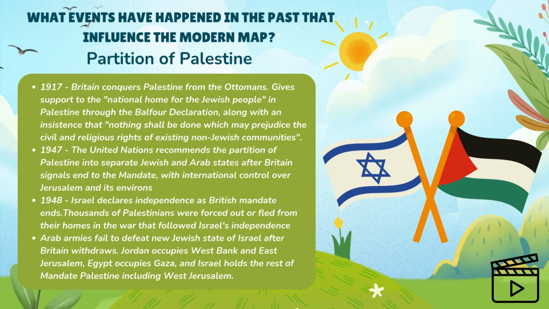And along with this, they insisted that nothing shall be done which may prejudice the civil and religious rights of existing non-Jewish communities. In 1947, the United Nations recommended the partition of Palestine into separate Jewish and Arab states after Britain signaled an end to the mandate, with international control over Jerusalem and its environs.